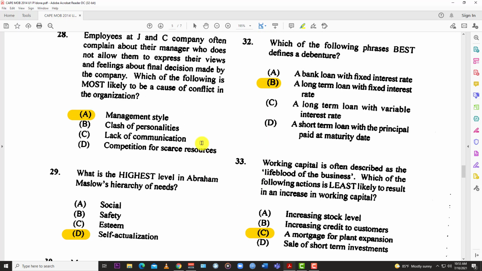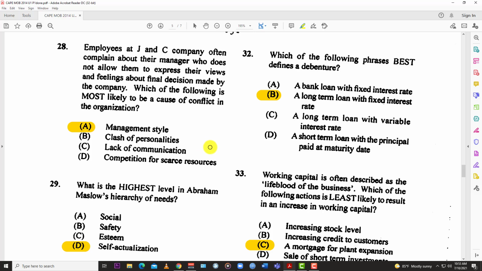32. Which of the following phrases best defines a debenture? We just explained debenture right there. A long-term loan with fixed interest rate. That's debenture right there. It best describes it. A bank loan with fixed interest rate. It's a bank loan. Okay, it's a bank loan. It says it right there.